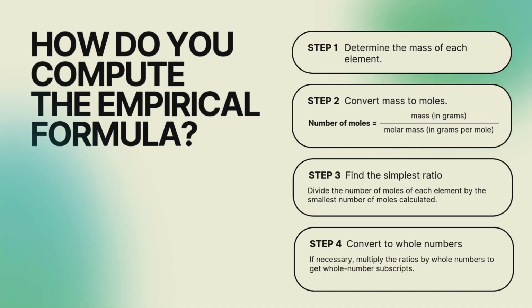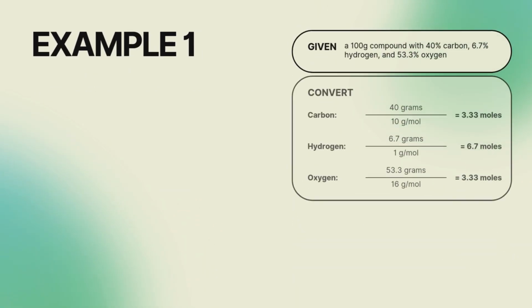To compute empirical formulas, we apply these 4 steps. Firstly, we determine the mass of each element. Then we convert mass into moles by dividing the mass by the molar mass. After that, we divide the number of moles of each element by the smallest number of moles calculated and convert it into whole numbers. Here are a few examples as shown.